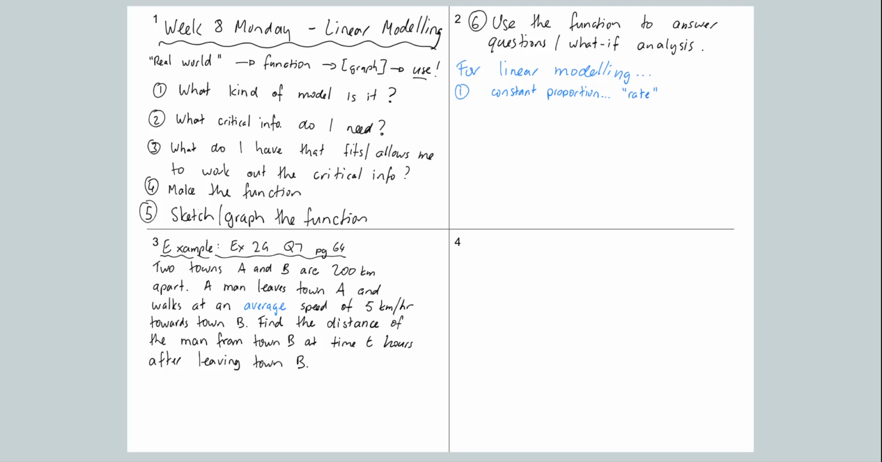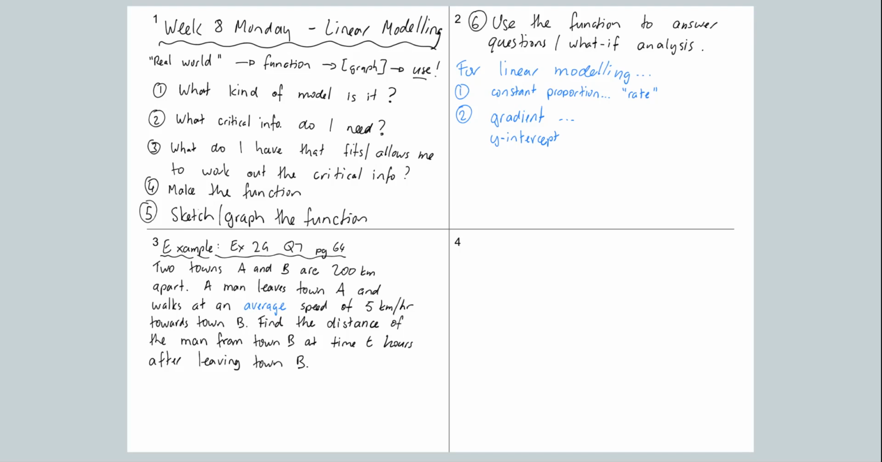Number two, what critical information do I need? Okay, now we're getting into regular old territory. For a linear function, what do we need? We need a gradient, and we need a y-intercept. They're the two key things, right?